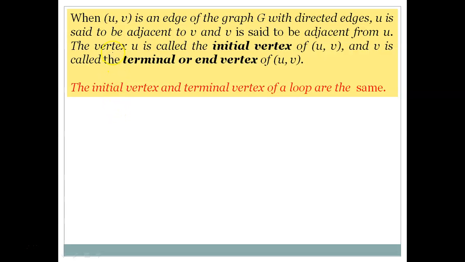Next, when UV is an edge of a directed graph G. For example, we are talking about a directed graph and U is here and V is here. Then this edge E, as I told you, can be represented as UV by this pair. Definitely then it will be a directed graph. When UV is an edge of a directed graph G with directed edges, U is said to be adjacent to V and V is said to be adjacent to U.